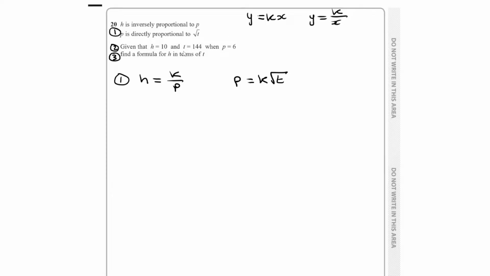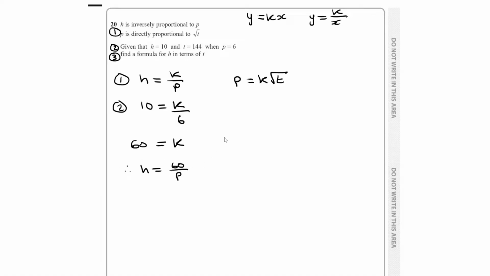So step 2 is then to find the values of the constants k. Obviously, they will be different, so substitute in the matching pair that they give you. So they've given us h is 10 over p is 6. Make sure you get the right numbers. Now, do you see how I could just solve that by timesing? And then I would rewrite the equation just so that when I come on to step 3, it's there. So h is equal to 60 over p.